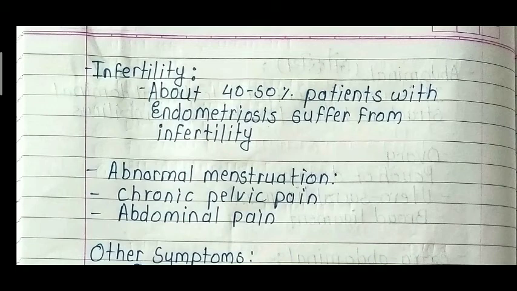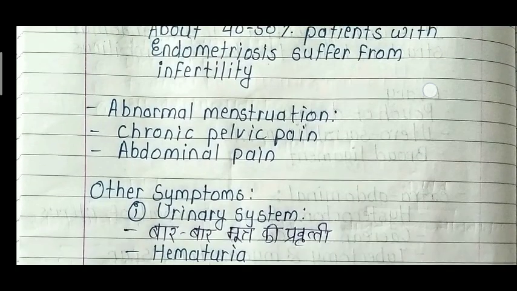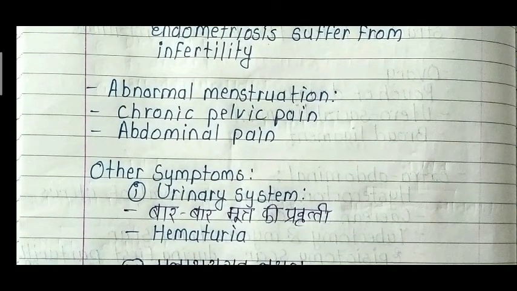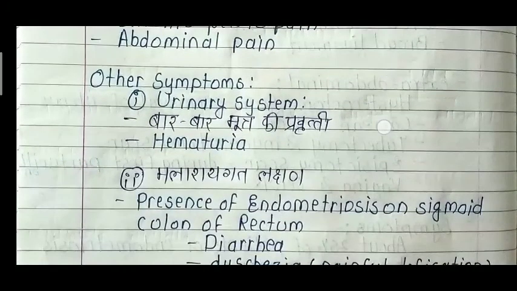Next is infertility. About 40 to 50% of patients with endometriosis usually suffer from infertility. So about 40 to 50% of patients who suffer from endometriosis usually show symptoms like infertility and abnormal menstruation, chronic pelvic pain, and abdominal pain. Let's see some other symptoms.